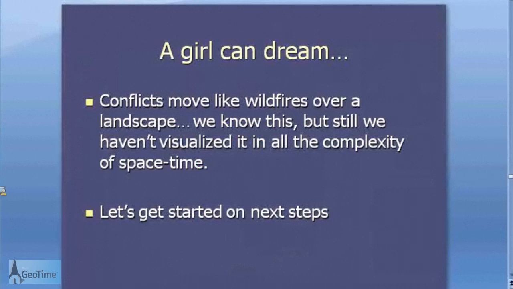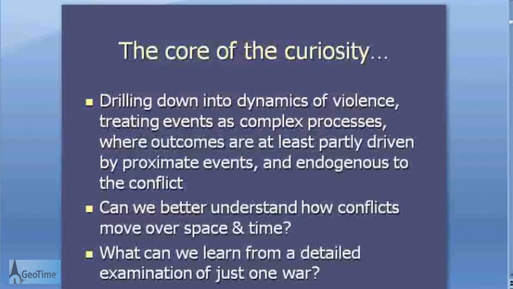I actually would like to back up to an earlier part of my presentation and just capture a couple of slides that somehow got missed here. This slide. The core of my curiosity has really been, I really just want very much to drill down into the dynamics of violence. I want to treat complex events as complex processes where outcomes are at least partly driven by proximate events and endogenous to conflict. Much of the literature doesn't treat conflict dynamics in this way, so I really want to adopt, I guess, a complex systems level thinking to this approach.